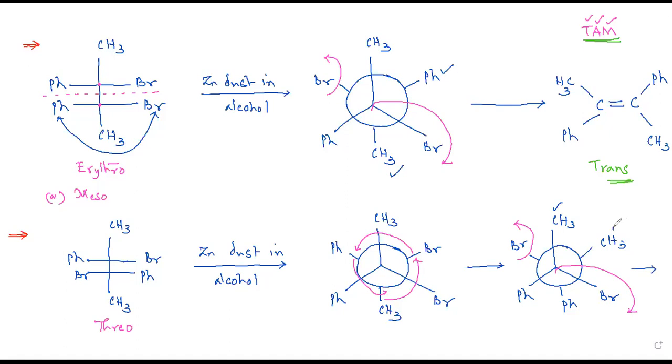You got two methyl groups on the same side, two phenyl groups on the same side. So we'll get a cis isomer. CH3 here, Ph here, CH3 here, Ph here. It's a cis isomer. So that is dehalogenation using zinc dust in alcohol.